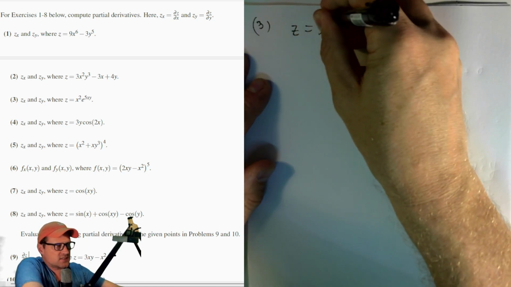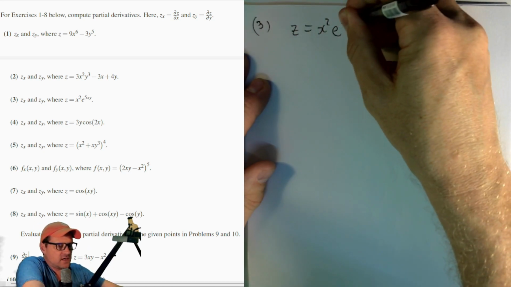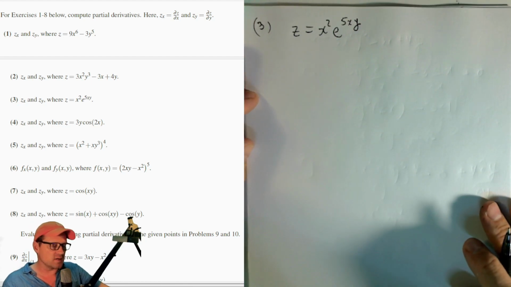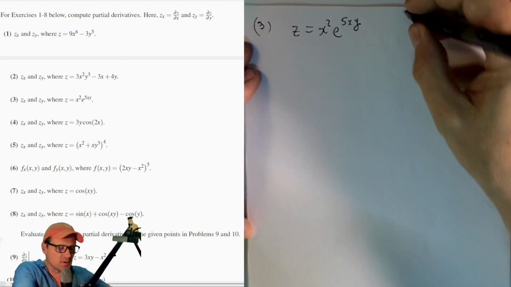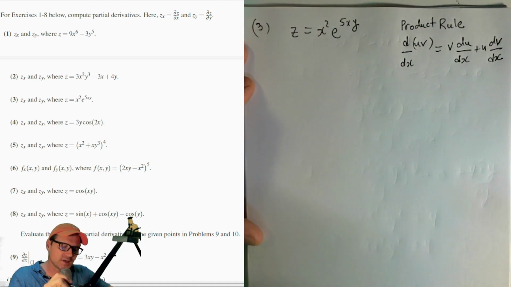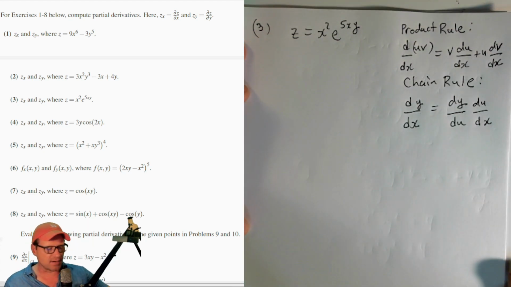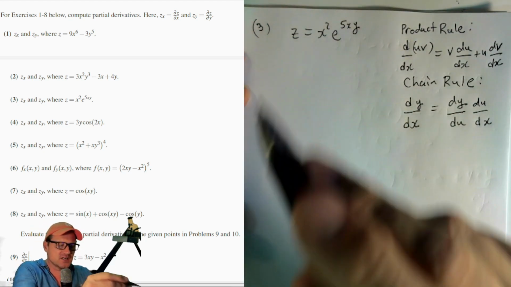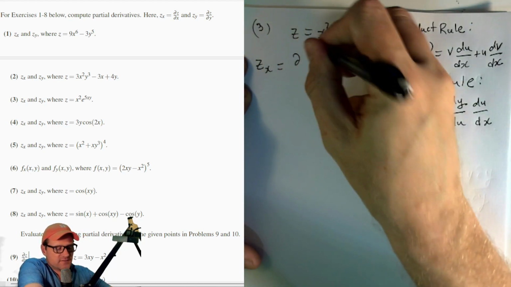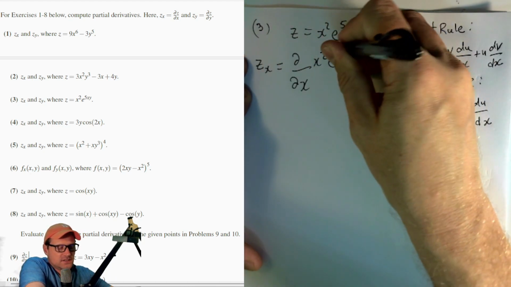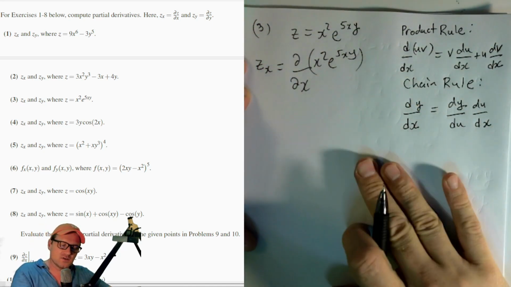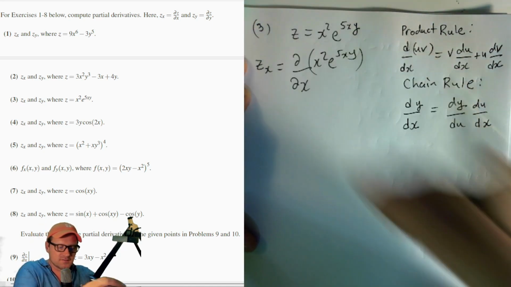We have x squared e to the power of 5xy. Okay, so it's clear that we're going to need to use the chain rule and the product rule. Okay, so let's just remember what the product rule said. Okay, so there's the product rule, and we're also going to need the chain rule, and so there's the chain rule. Okay, so let's differentiate this first with respect to x. So z subscript x is the derivative of x squared e to the 5xy with respect to x. So here we see that we need to use the product rule because this is a product of two things.